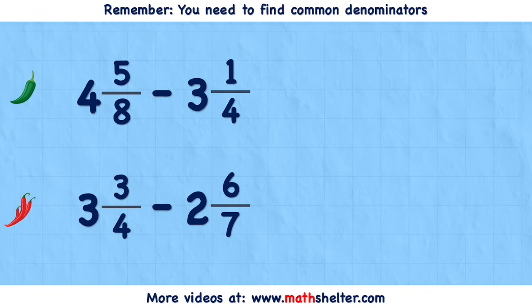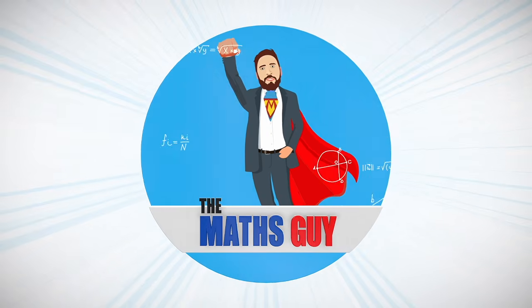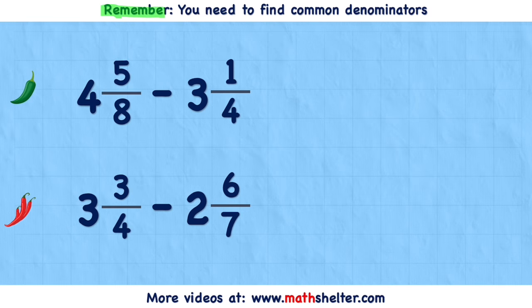Today we are looking at how to subtract mixed number fractions that have unlike denominators. So let's waste no time, let's go. So what do we need to remember today? Well, we're going to remember that we need to find common denominators to help solve these questions.